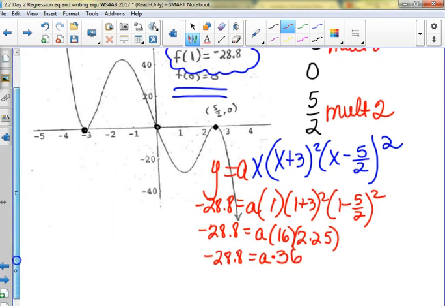Now what do we have left to do? Okay, divide by 36. And we get a is negative point... what is it? Negative 4/5 or negative 0.8, right?